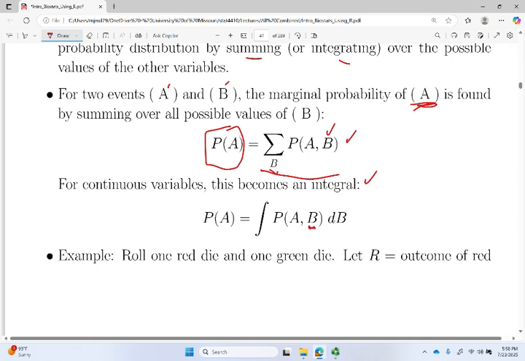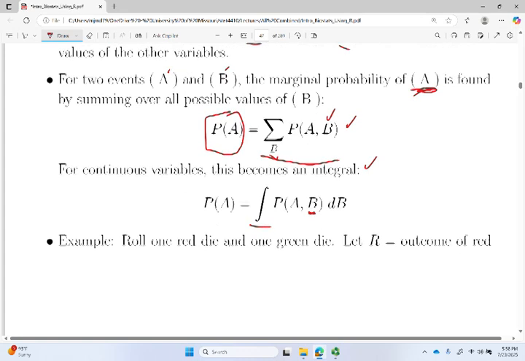But we're not going to assume calculus, so we're not really going to consider this.